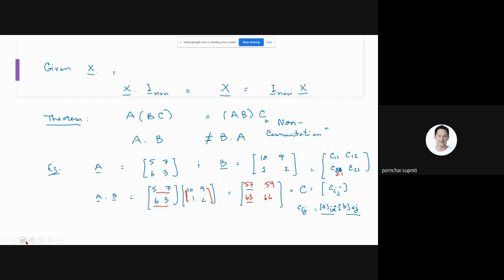Similarly, we can do multiplication for B multiplied by A. I haven't called Tiravit yet. So I write down 10, 9, 1, 2, and multiply with A, which is 5, 7, 6, 3. What's the first number that I get, Tiravit?